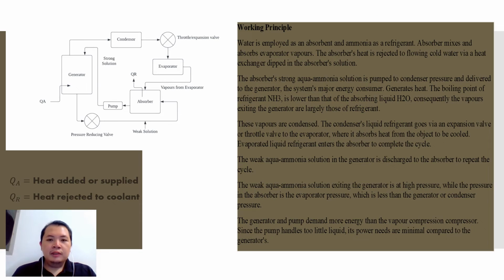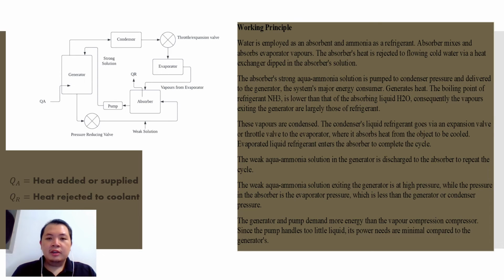Next, the strong aqua ammonia solution is pumped to the condenser pressure and delivered to the generator, which is the system's major energy consumer. Heat is added, and the boiling point of the refrigerant NH3 is lower than that of the absorbing liquid H2O. Consequently, the vapors exiting the generator are largely those of the refrigerant. Then the vapors are condensed.